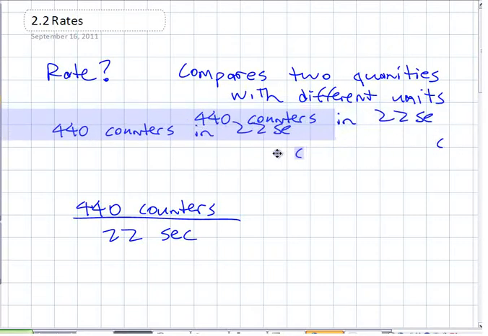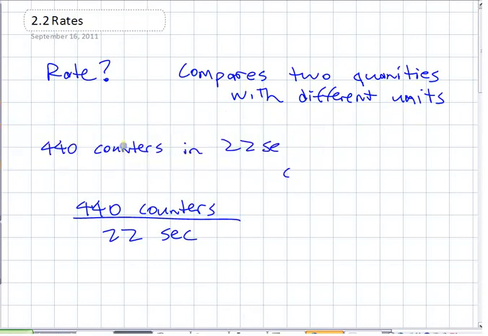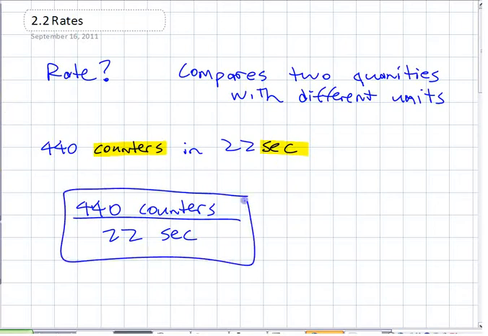Those two things have different units on them. This is what I mean by different units. One of them is measured in counters, one's measured in seconds, right? I'm comparing those two numbers, 440 counters in 22 seconds. If I'm comparing those two things and I divide, these things are different. Whereas when you have a ratio, the things are the same.